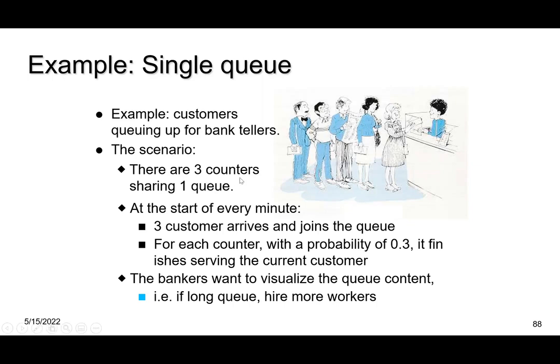So in our example here, we have 3 counters and 1 queue. At the start of every minute when we run the simulation, we count how many minutes we run. In every minute, we assume 3 customers will arrive at the bank and join the queue. And for every counter that we have, we use a probability of 0.3 that the counter can finish serving the current customer. And here it says that the banker wants to visualize the queue content, like what I said, why we want to do this simulation. Let's see the detailed steps of how we do this simulation.